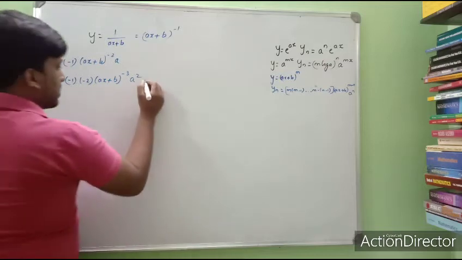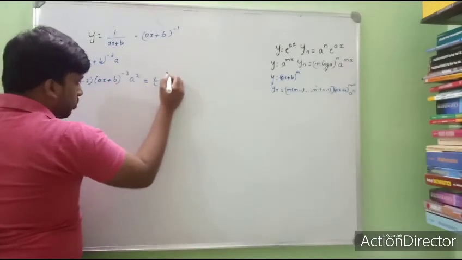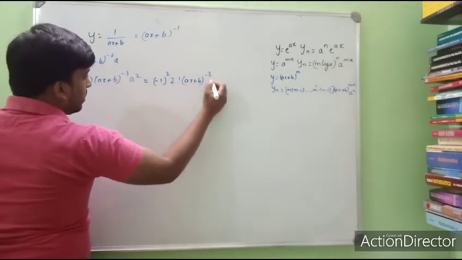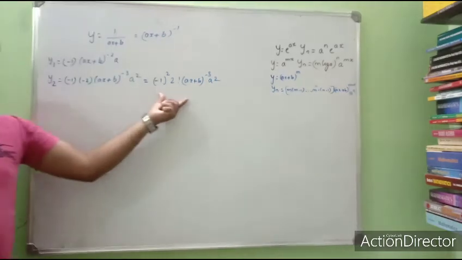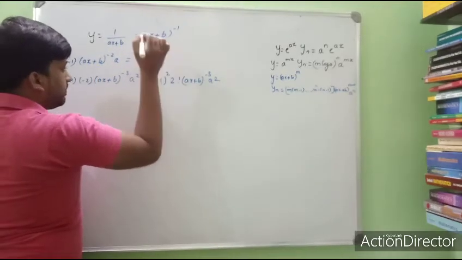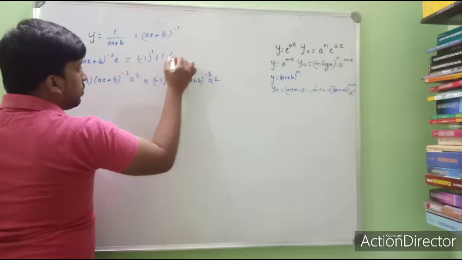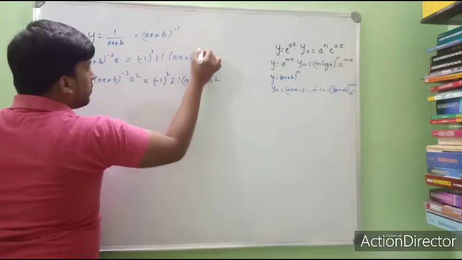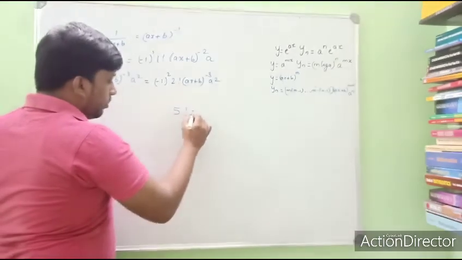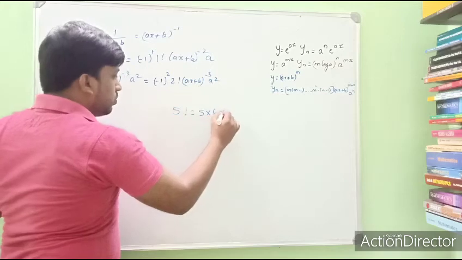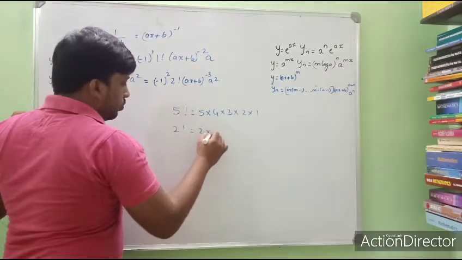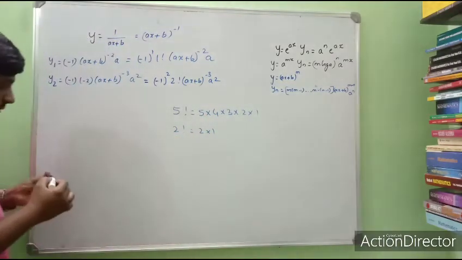And this one I can write as, observe carefully, minus 1 to the power of 2 into 2 factorial into (ax plus b) to the power of minus 3 into a square. Can I write like this? Even this also I can write in the form minus 1 to the power of 1 factorial into (ax plus b) to the power of minus 2 into a. What is the meaning of factorial? If you take for example 5 factorial, we will be doing 5 into 4 into 3 into 2 into 1. Similarly 2 factorial is 2 into 1. Like this we calculate the factorial, right?